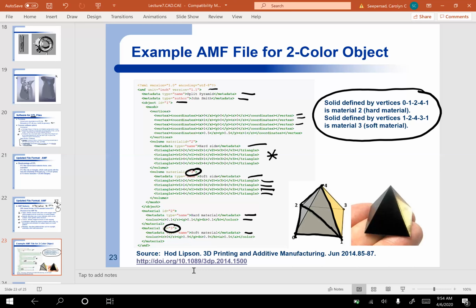For our next lecture, we'll investigate a little bit of topology optimization, which is sort of our next step in customizing these files in CAD and CAE.